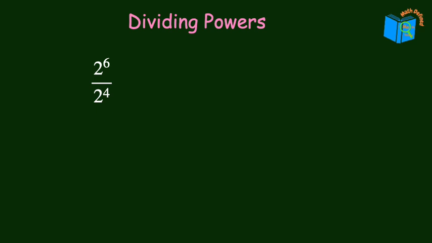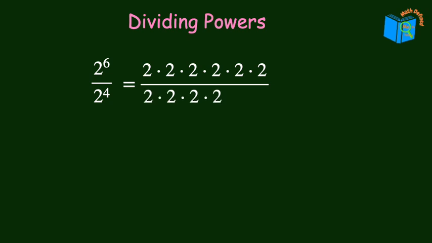Starting with the numerator, 2 to the 6th written in expanded form is the base of 2 multiplied to itself 6 times. We will do the same for the denominator. 2 to the 4th is the base of 2 multiplied to itself 4 times. Now we can cancel out these 4 2's, and you see that there are 2 2's left in the numerator with seemingly nothing left in the denominator. But of course you know fractions need both a numerator and a denominator.